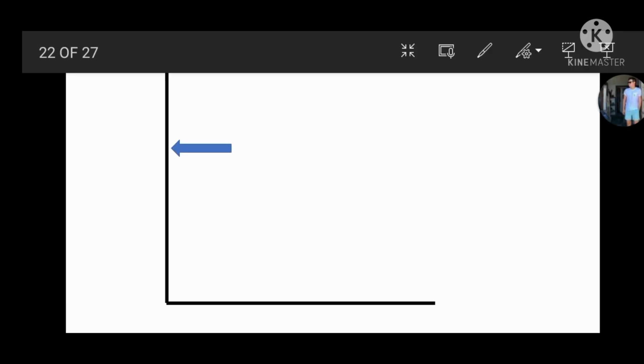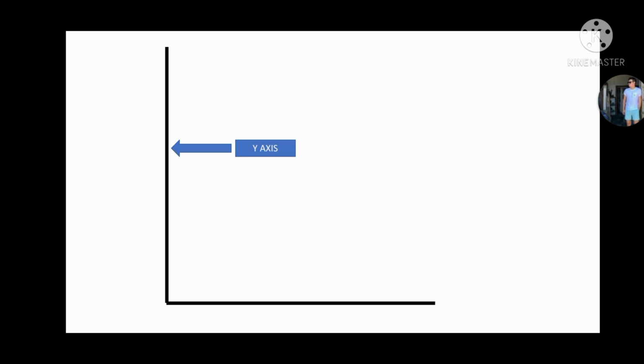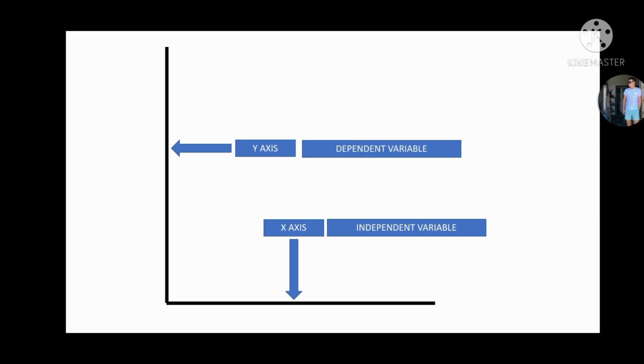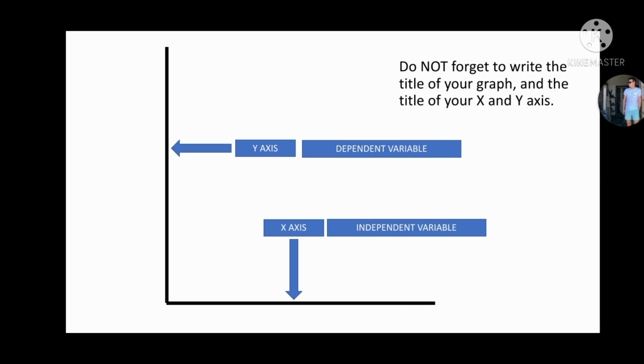Okay, so let's identify the parts of your graph. For the vertical line, that will be your y-axis. As for the horizontal line, that will be your x-axis. Now, where will you put the independent and the dependent variable? As for the independent variable, it should be in your x-axis. As for the dependent variable, this will be on the y-axis. So remember that if you are going to do a graph, do not forget to write the title of your graph and the title of your x and y axis.